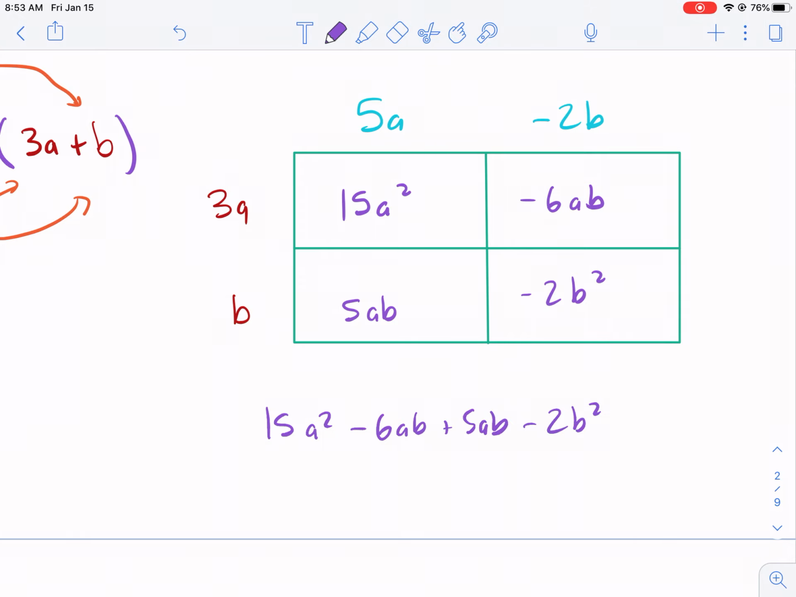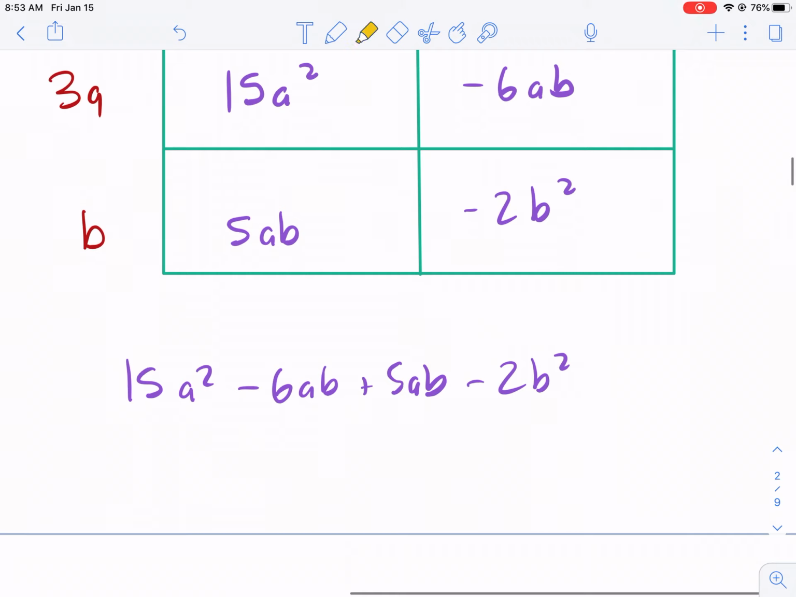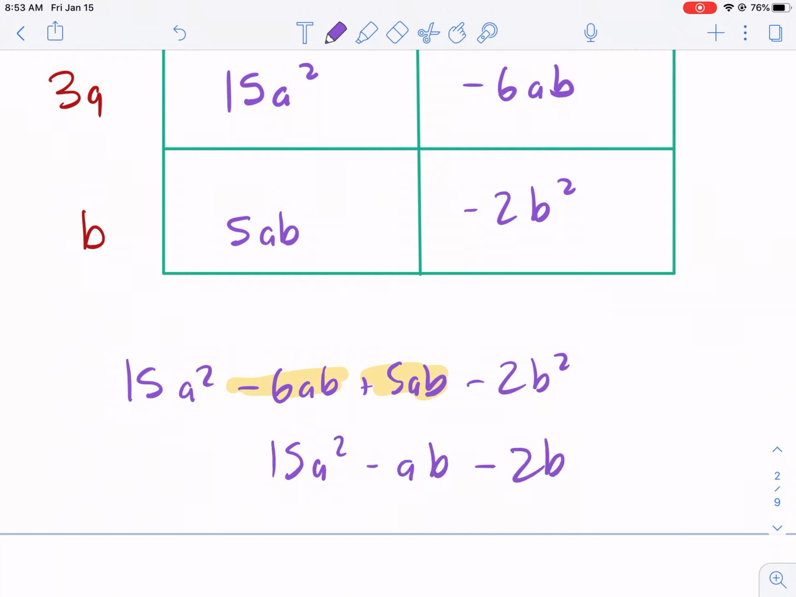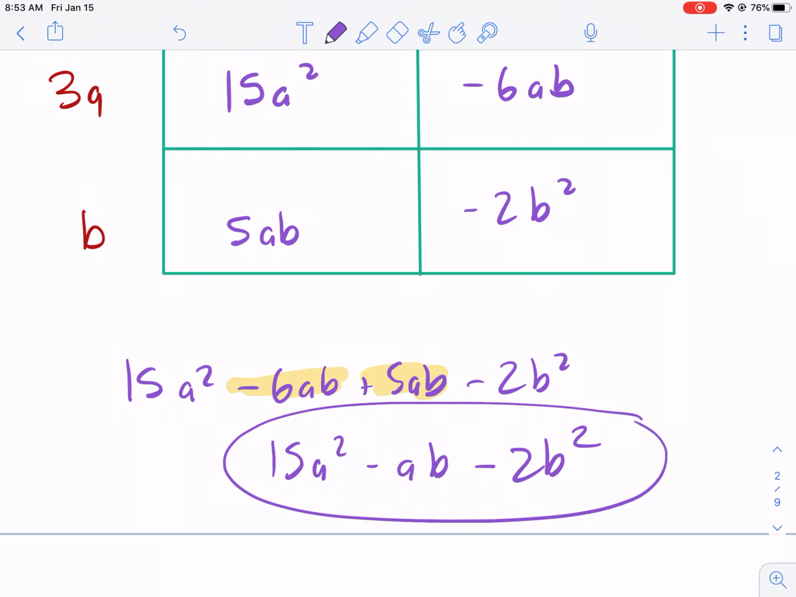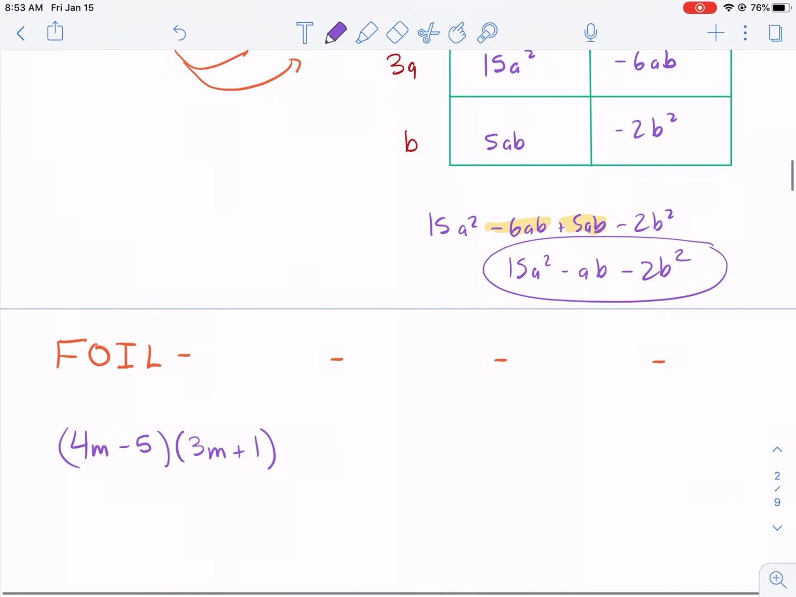If you're wondering how do you know if it's addition or subtraction, just keep the sign in front. You're always going to have like terms when you multiply binomials. So guess what? This becomes 15a squared minus ab minus ab minus 2b squared. There's your final answer. So that's another way to see it visually.